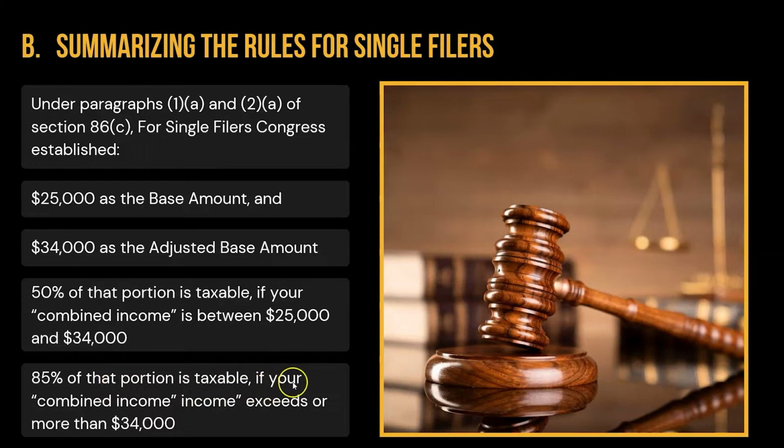85% of that portion is taxable if your combined or provisional income exceeds $34,000. Once it exceeds $34,000, then 85% of your Social Security is taxable. Again, when we say 85% of your Social Security is taxable, it is not just a matter of taking your net benefit that you receive and multiplying it by 85%. A lot more goes into that calculation. You may be doing the calculation wrongly and may be paying more taxes. So this video is going to walk you through the complications of how this 50% or 85% is determined.